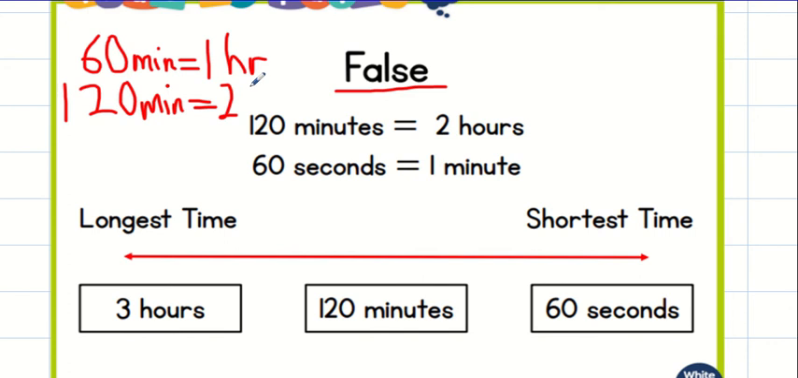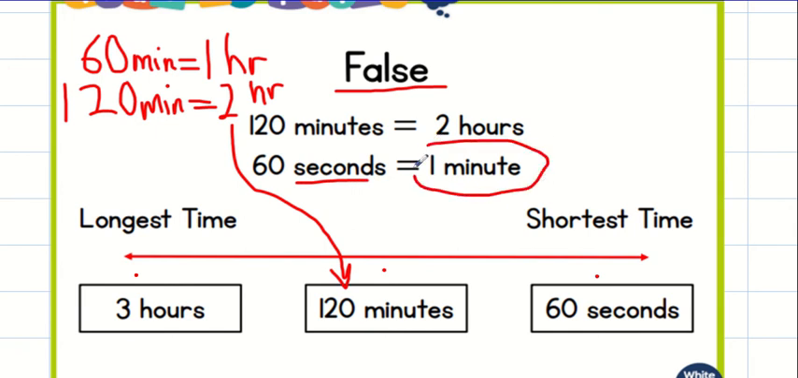Now, we know that 2 hours is less time than 3 hours. So 3 hours must be the longest time. Then 120 minutes, which is 2 hours because we converted it, is the next. And then we've got 60 seconds. And we know that 60 seconds is just 1 minute. So it's not even 1 hour. It's a lot less than that. It's 1 minute. So we know that's the shortest time. Hopefully you worked out that it was false and you were able to explain your reasoning by using the knowledge that we've just spoken about.